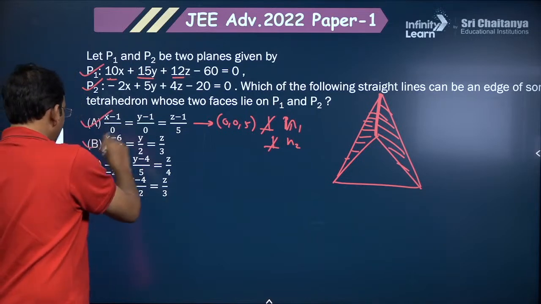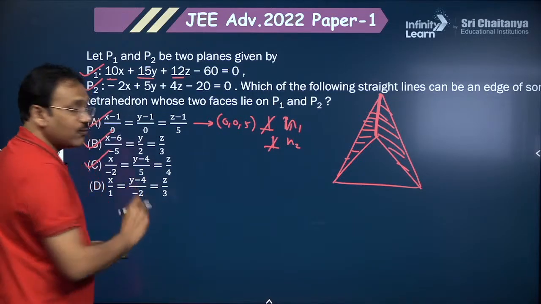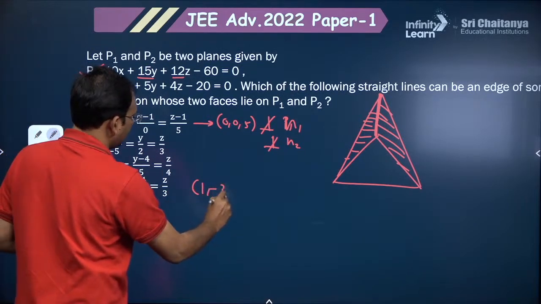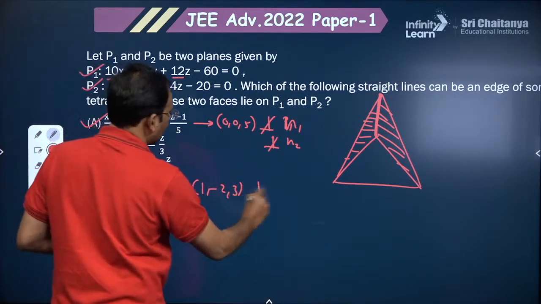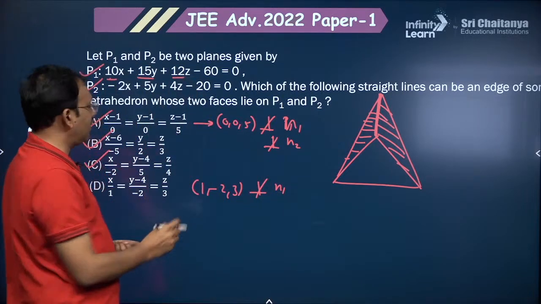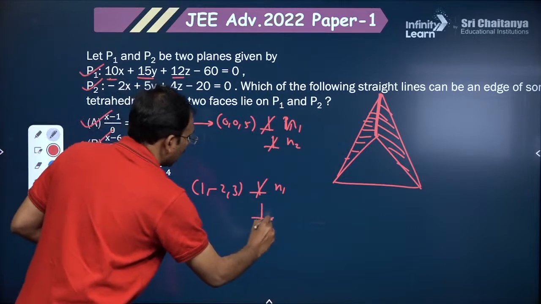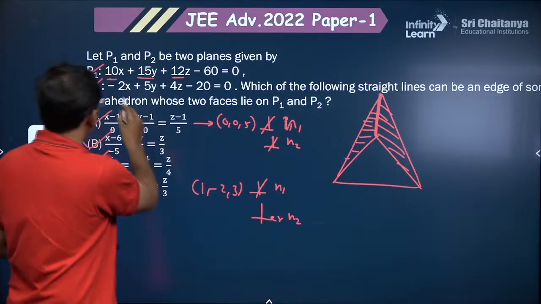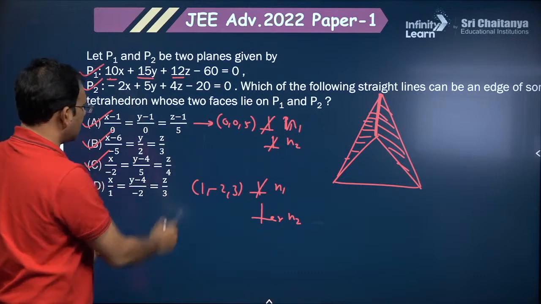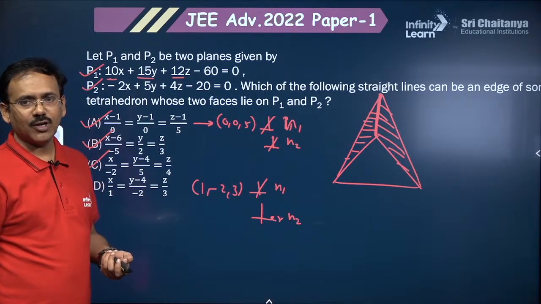Similarly for B and C. Whereas if you see D, its DRs are 1, minus 2, 3. This is not perpendicular to N1, the normal DRs of the first plane, but it is perpendicular to the normal DRs of the second plane. You can see this is 2, 5, 4 and 1, minus 2, 3; the dot product is 0.